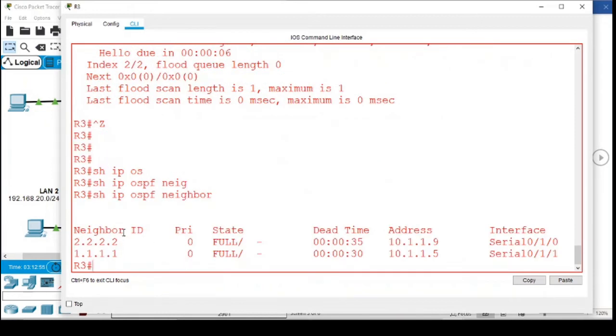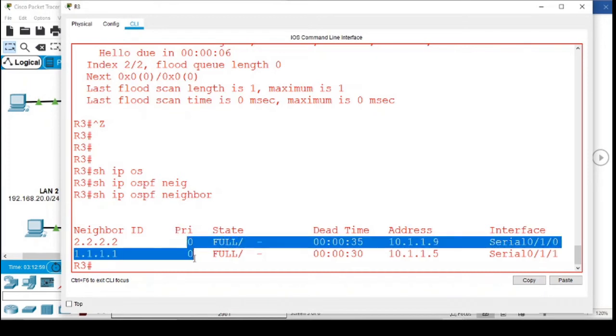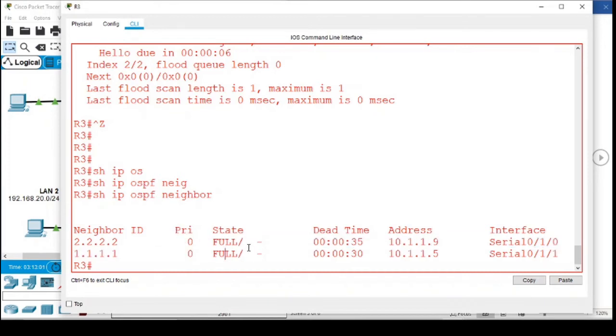So if you notice, the neighbor ID of the other 2 routers should be given here. Their priority by default is 0. States are full. Whether it is DR or BDR is not mentioned here. Okay, so this is the first table, called the neighbor table or database table.